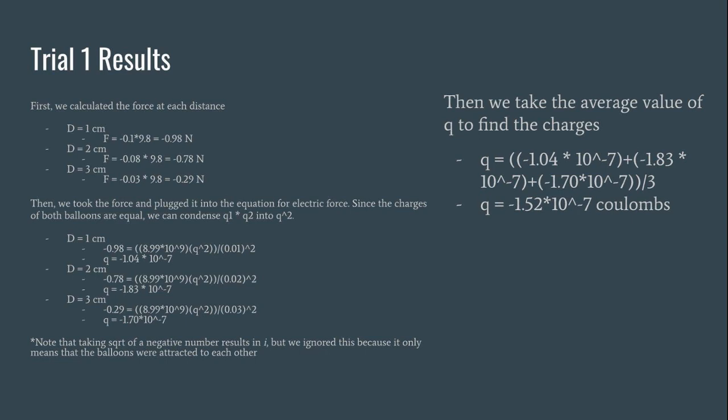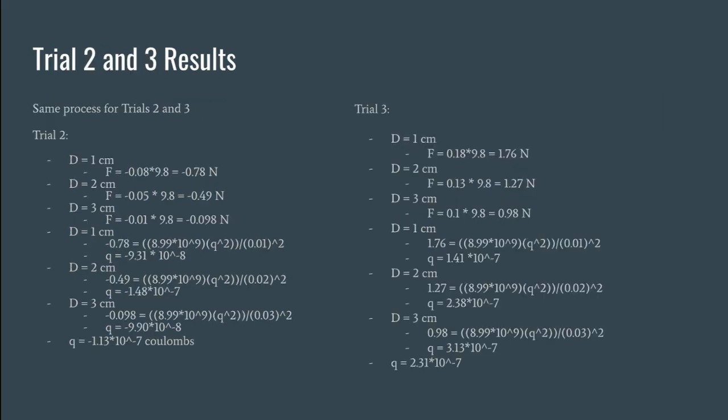Okay, so for our trial 1 results, the way we analyzed the data was, at each distance, we calculated the change in weight of the fixed balloon, and then we multiplied that by gravity to get the force in newtons. And then once we got the force, we plugged that back into the equation for electrical force for each distance, and we got the Q value. Once we got the Q values, I added all 3 Q values up, and then I divided them by 3 to find the average charge that the balloons were experiencing with each other. And then I did the exact same thing for trials 2 and 3.